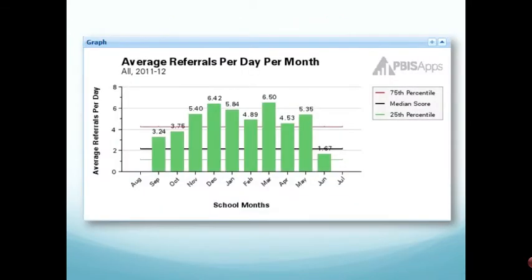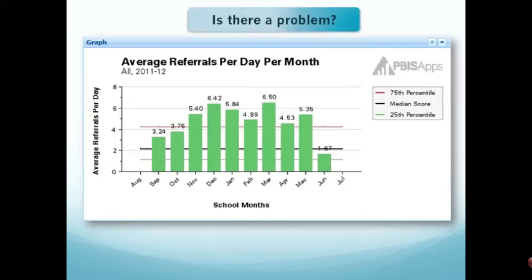Here's a graph from SWIS. It's the average referrals per day per month. This is our big picture look at a school. Our first question is, is there a problem? To answer that question, we have to compare current levels, what we see, with our desired levels, which in SWIS we usually use as the median score, or the 50th percentile.